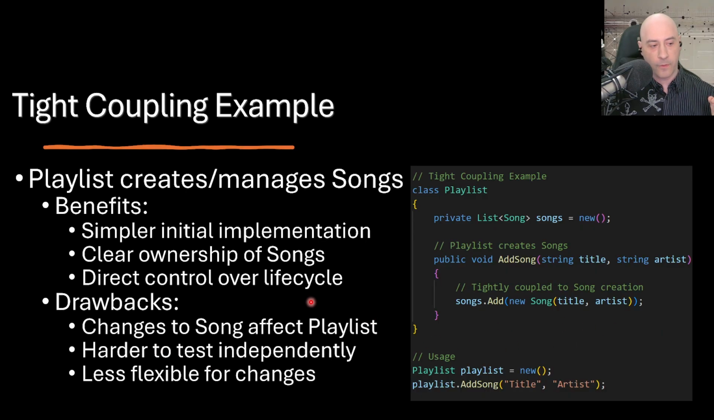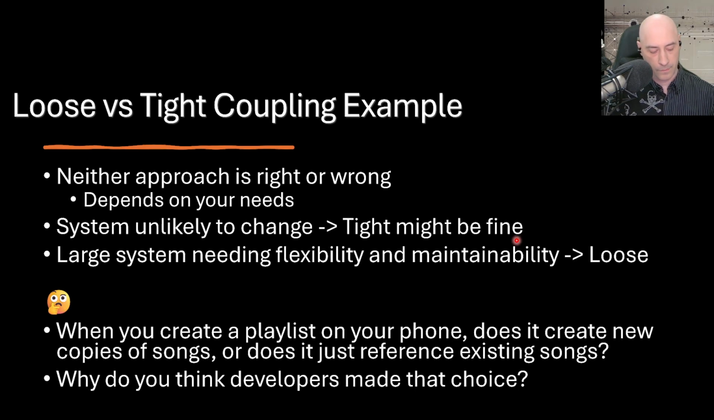But the benefits are that we do have direct control over the life cycle of a song. The songs are created in literally one place, and that's going to be in playlist. Nothing else is going to mess with that. That means that playlist also owns songs. This is an example of a composition relationship. And it's a simpler initial implementation. I say that because if you work with larger projects, it becomes more and more problematic, and we'll go into that. So let's see. Now we can go into another example.